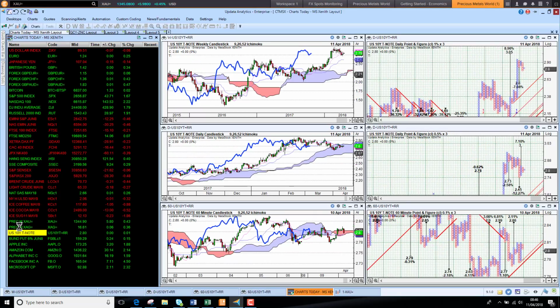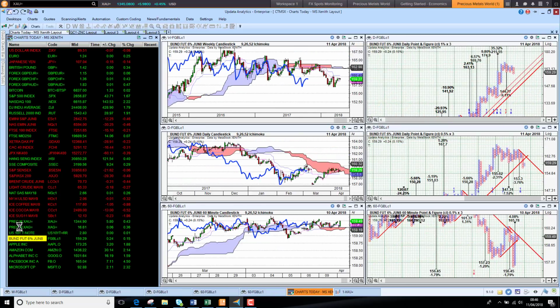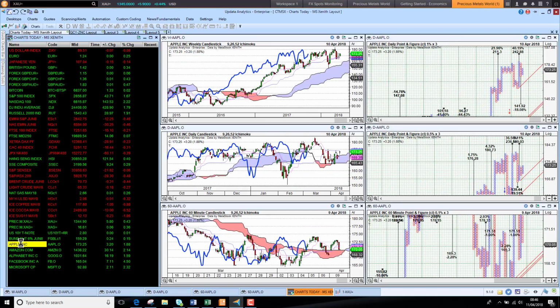US 10-year yield sitting at 2.8%, no big change there. The German Bund, this is actually the bond price rather than the yield, is coming off a little bit on the short-term chart, just really sitting flat at around the 160 level. Apple strong showing overnight, up nearly 2%.